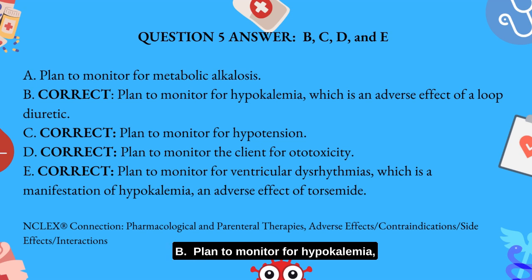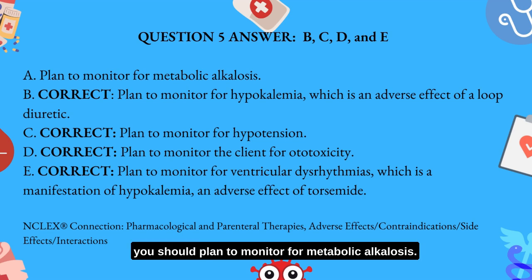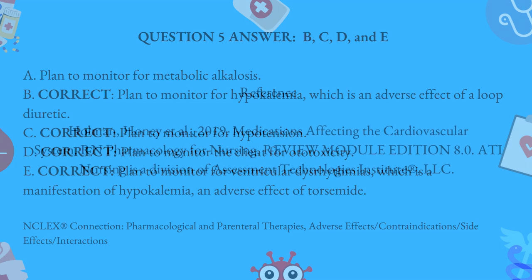B. Plan to monitor for hypokalemia, which is an adverse effect of a loop diuretic. C. Plan to monitor for hypotension. D. Plan to monitor the client for ototoxicity. E. Plan to monitor for ventricular dysrhythmias, which is a manifestation of hypokalemia, an adverse effect of torsemide. Answer A is wrong because you should plan to monitor for metabolic alkalosis.